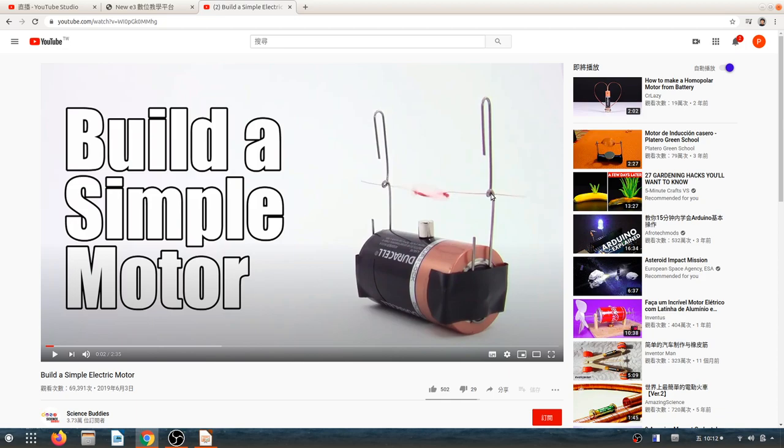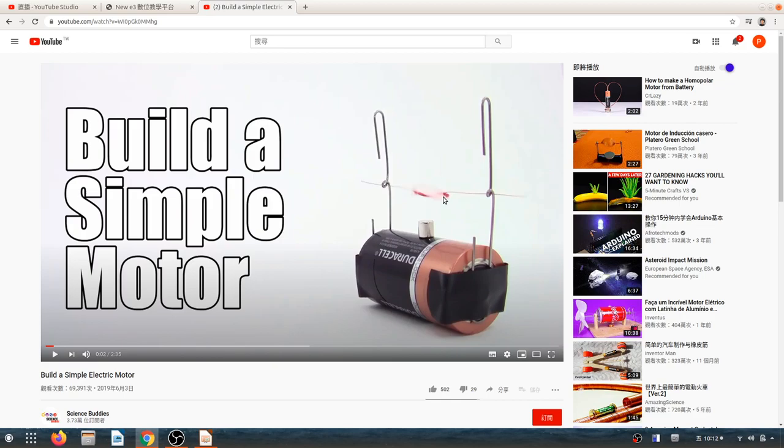And here is a connection between the thin wire and the thick wire, and because it's directly attached to the battery, there is current running through the coil, and the circuit looks this way. So the construction is like this. And if you set it up this way, we can see that the coil starts to rotate. And this is the simplest electric motor.